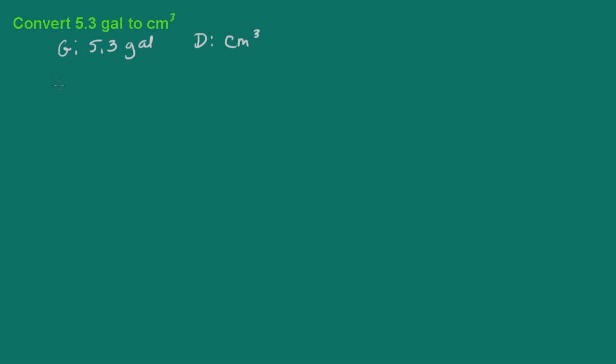So let's see what I can do here. I need to get from gallons to cubic centimeters. Well, I need to get to the metric system. So I know that I can convert gallons to liters. And I know that I can convert liters to milliliters, and we know that 1 milliliter is equal to 1 cubic centimeter. So I have my roadmap all set up here. I have 3 arrows, I need 3 equivalences, and 3 conversion factors.